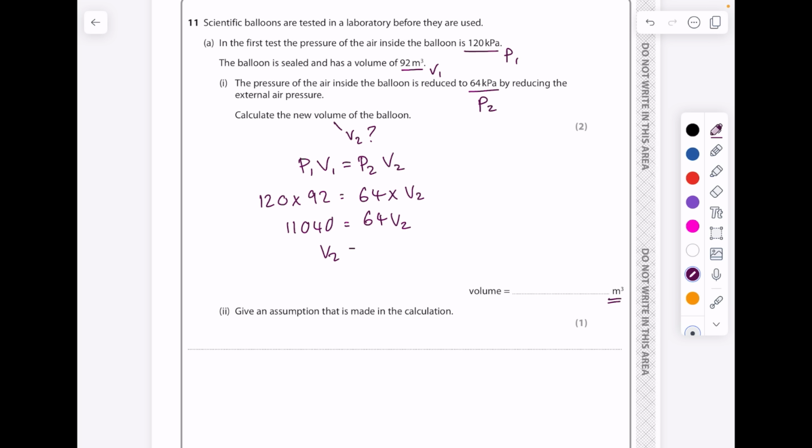To find V2, divide both sides by 64 to get, to 2 sig fig, 170 meters cubed. Give an assumption that is made in the calculation: that we have a constant temperature, because remember that will affect the volume of the gas.